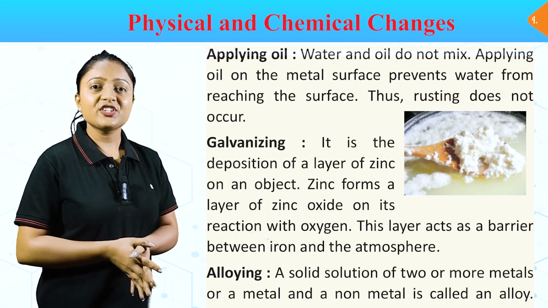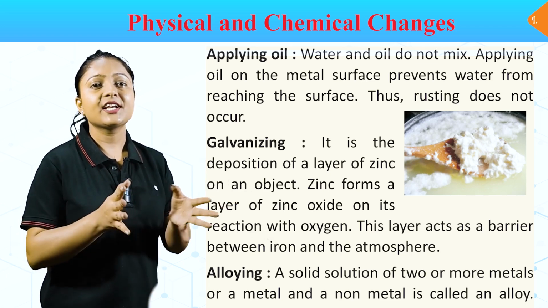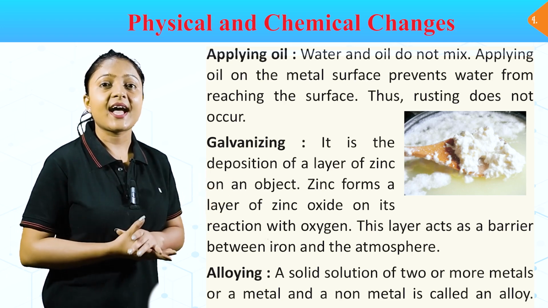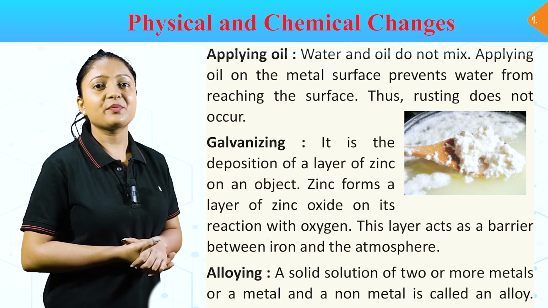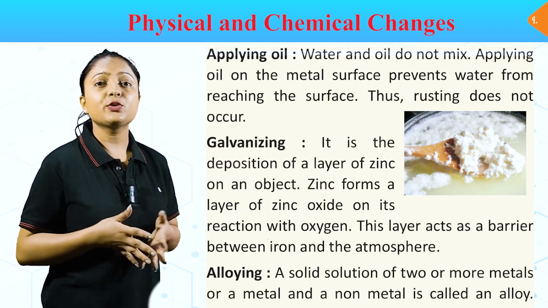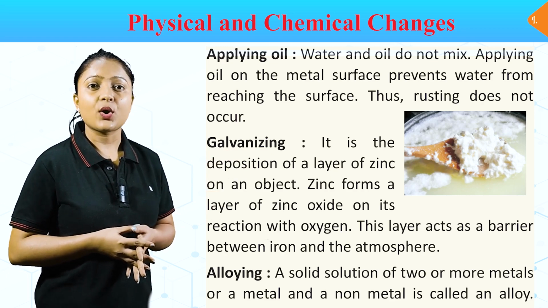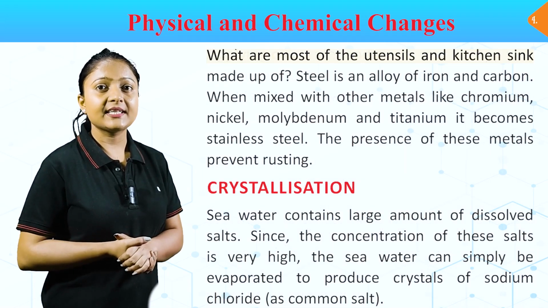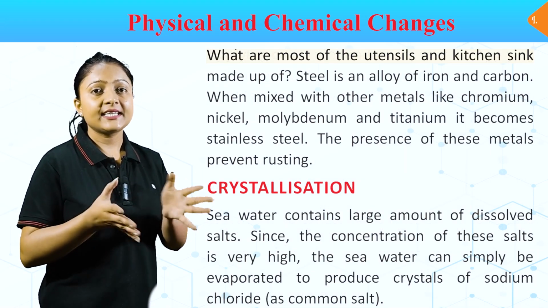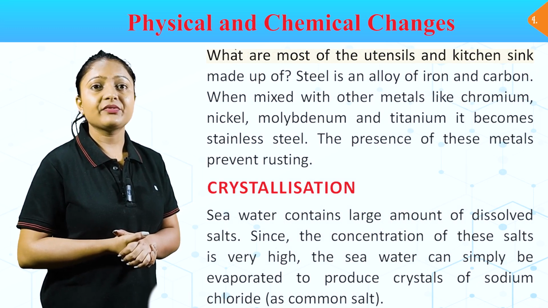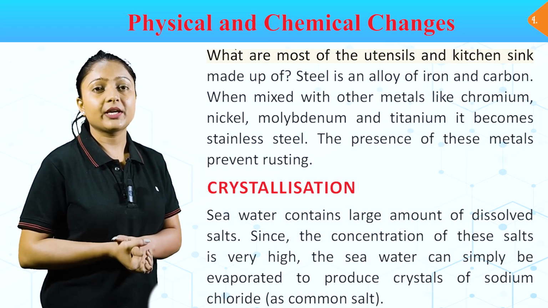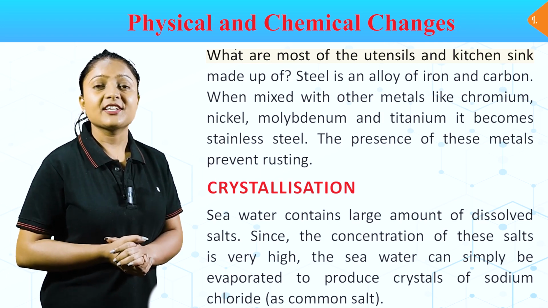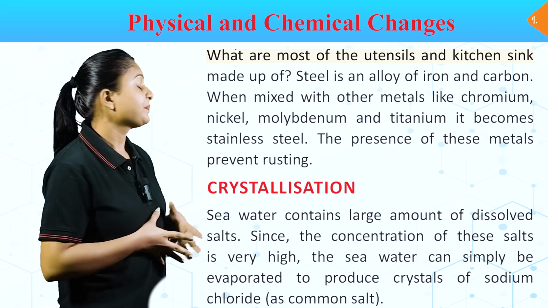Galvanization. It is the deposition of a layer of zinc on an object. Zinc forms a layer of zinc oxide on its reaction with oxygen. This layer acts as a barrier between iron and atmosphere. Alloying. A solid solution of two or more metals or a metal and a non-metal is called an alloy. What are most of the utensils and a kitchen sink made up of? Steel is an alloy of iron and carbon. When mixed with other metals like chromium, nickel, molybdenum and titanium, it becomes stainless steel. The presence of these metals prevents rusting.